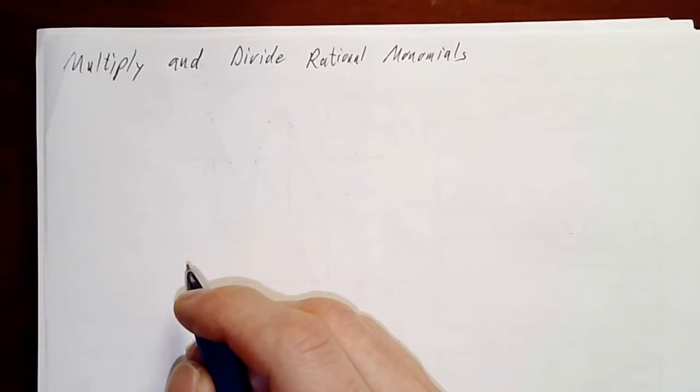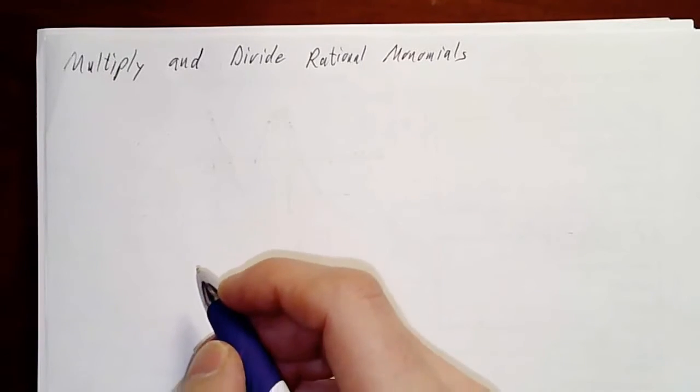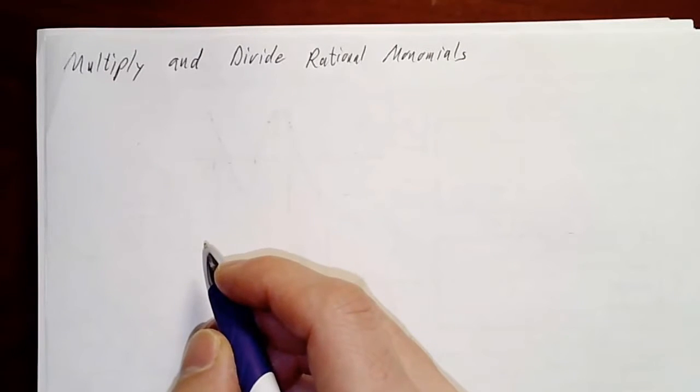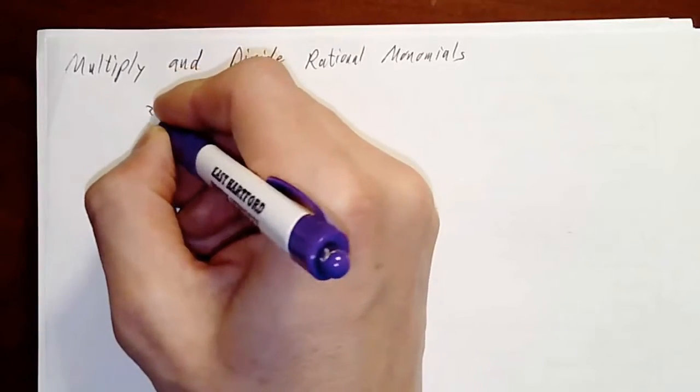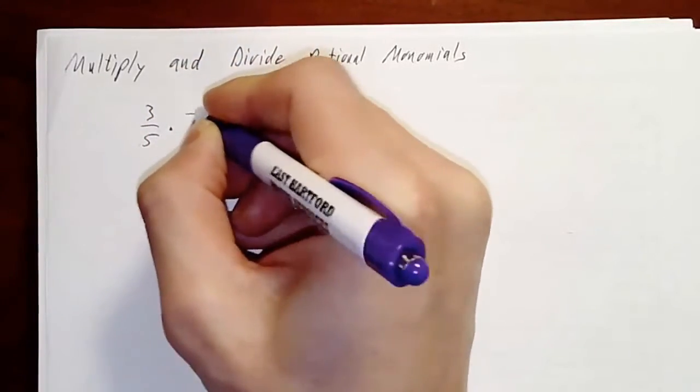Today I'm going to teach you guys how to multiply and divide rational monomials. Before we get to the rational monomials, I want to first review how to multiply fractions. So we're going to look at a simple fraction, 3/5 times -2/9.